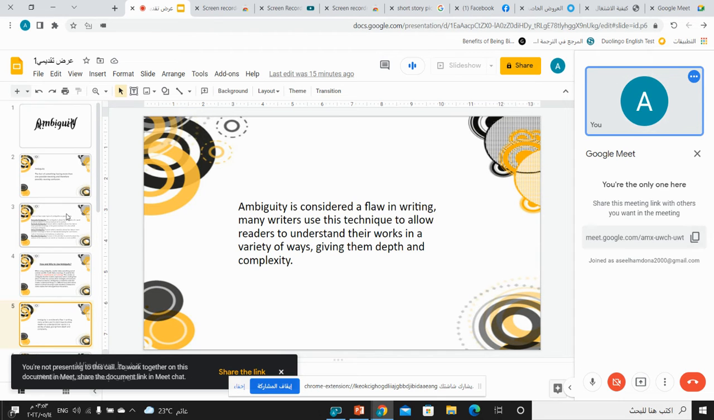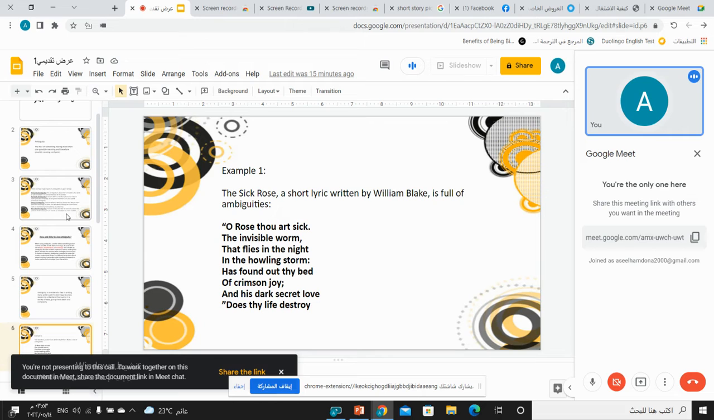We have here the first example, which is a lovely poem, The Sick Rose, written by William Blake. And in my opinion, I think it is full of ambiguities. O rose, thou art sick. The invisible worm that flies in the night, in the howling storm, has found out thy bed of crimson joy, and his dark secret love does thy life destroy.